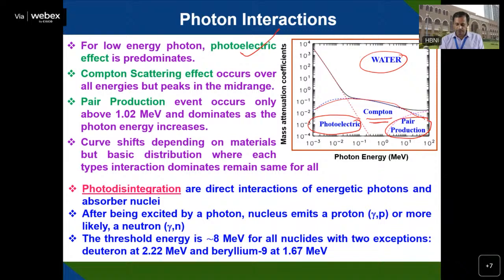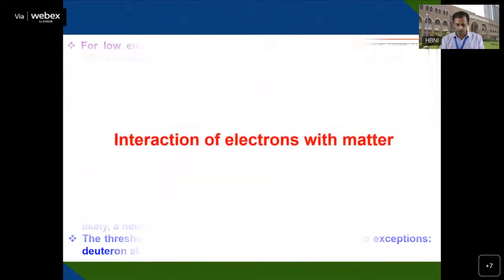It is a direct interaction of energetic photons with the nucleus. In this case, the nucleus emits a photon, that is gamma, or more likely a neutron, that is gamma-n, in the photodisintegration process.